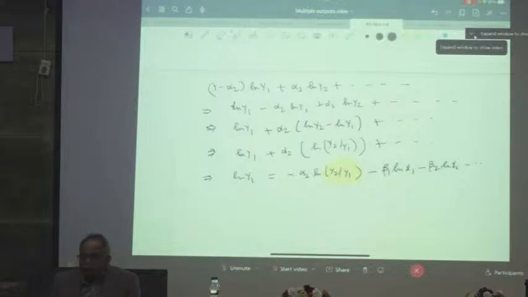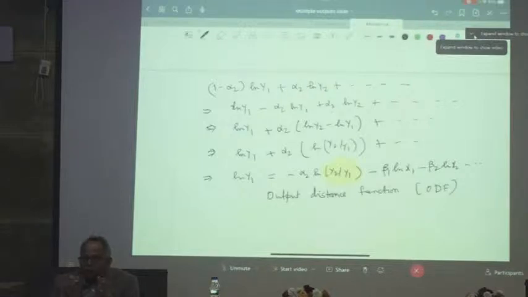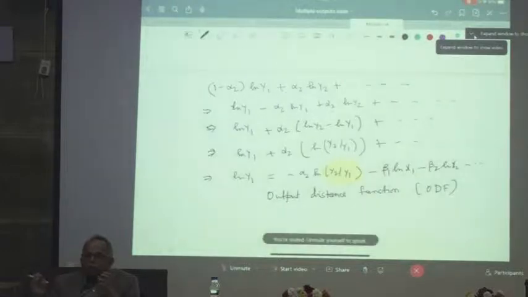In short, we call it ODF. So again, in essence, what is the output distance function? Okay. The output distance function means that you have one output on the left hand side, and the other outputs are going to be on the right hand side, written as a ratio of the output quantities. Nothing happens to the inputs.